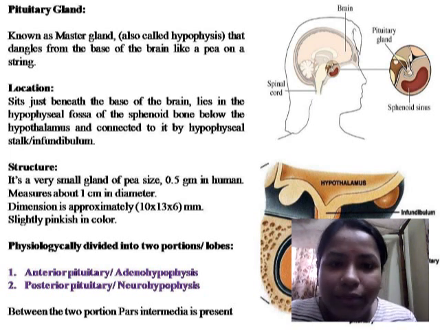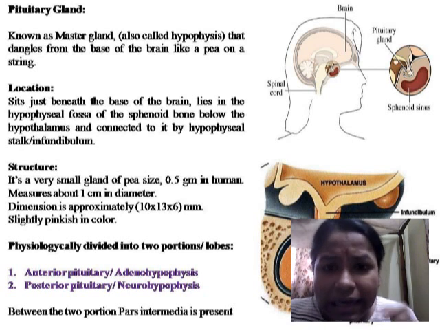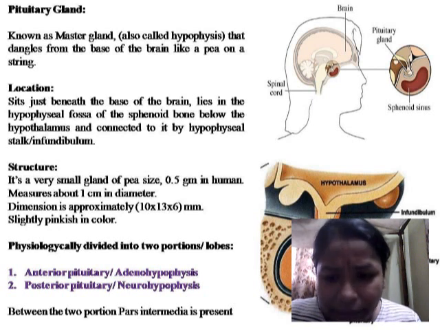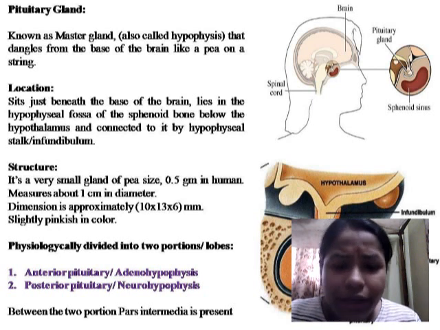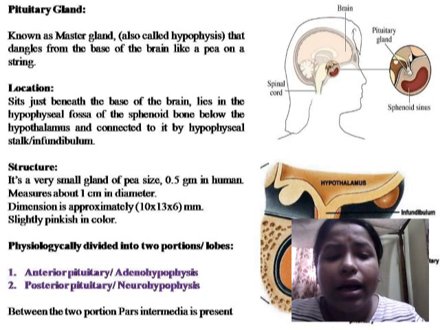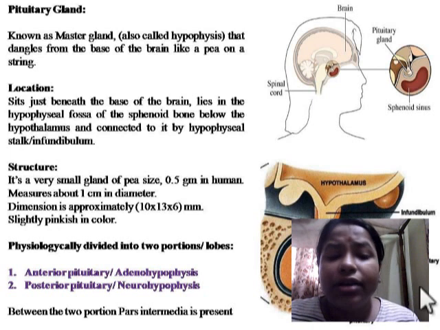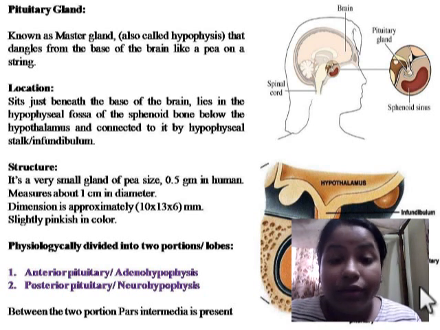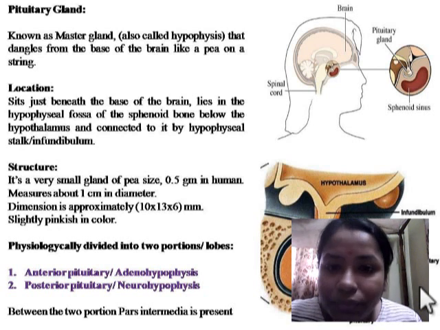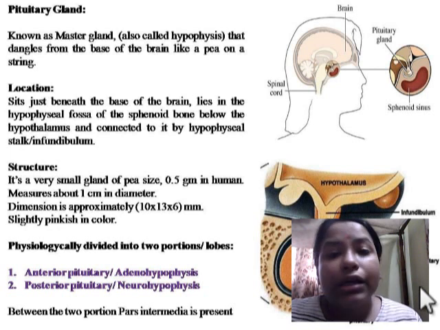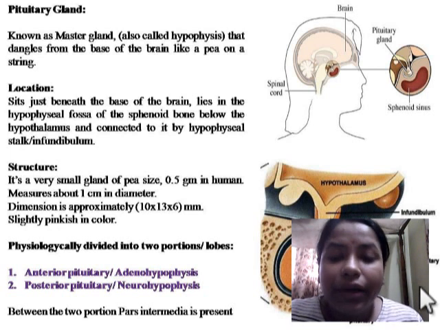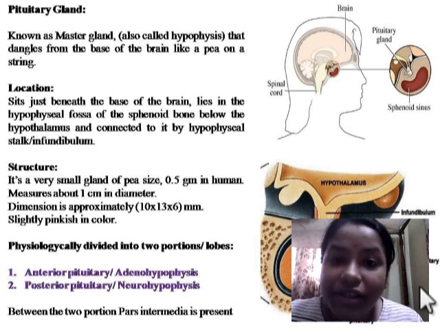It's the smallest gland and of pea size. It's just located beneath the base of the brain, just behind the bridge of the nose, and lies in the hypophyseal fossa or sella turcica of the sphenoid bone and is attached to the hypothalamus by the pituitary stalk. Okay, so its weight is 0.5 gram in humans and it is 1 centimeter in diameter.